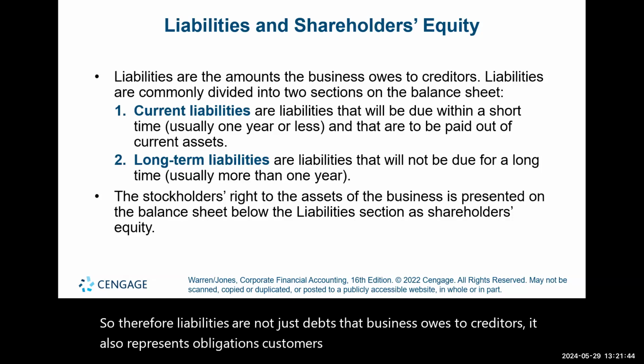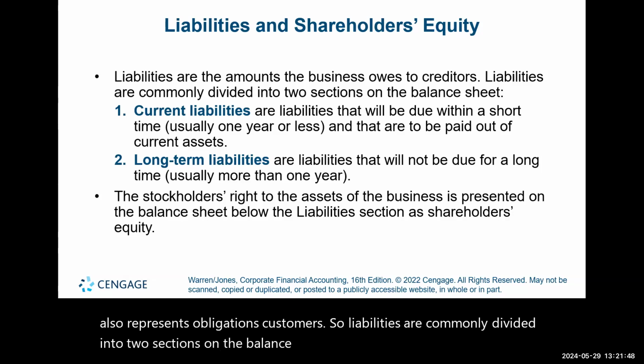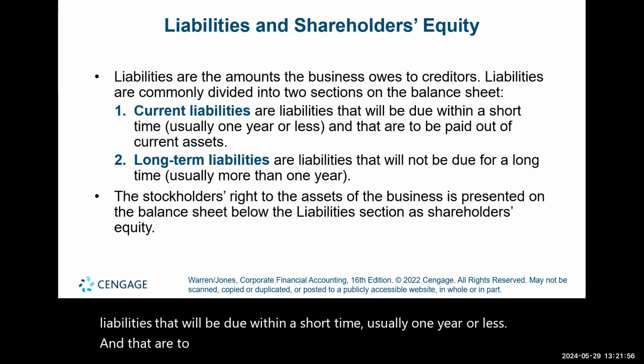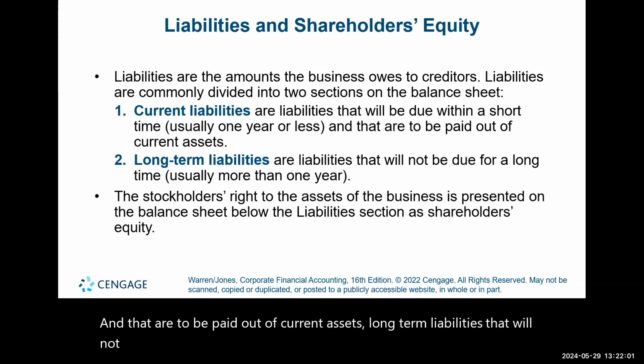The liabilities are commonly divided into two sections on the balance sheet. Current liabilities are liabilities that will be due within a short time, usually 1 year or less, and that are to be paid out of current assets. Liabilities that will not be due for a long time, usually more than a year, are referred to as long-term liabilities.